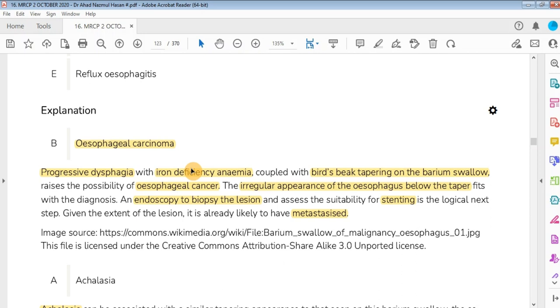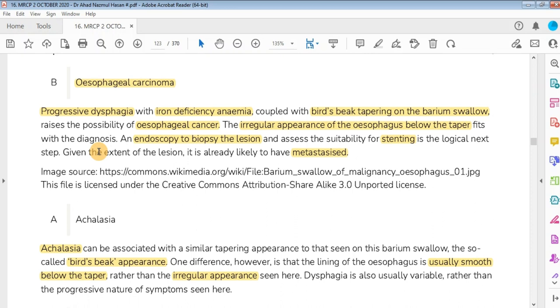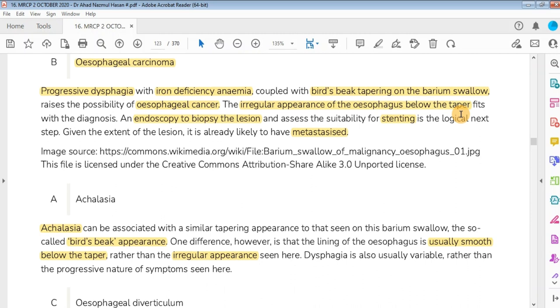Progressive dysphagia with iron deficiency anemia coupled with bird beak tapering on barium swallow raises the possibility of esophageal cancer. The irregular appearance of the esophagus below the taper fits with the diagnosis. An endoscopy to biopsy and assess the suitability for stenting is the logical next step. Given the extent of the lesion, it is already likely to have metastasis.